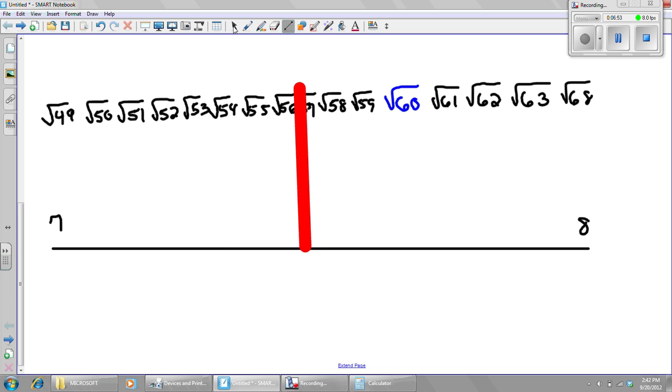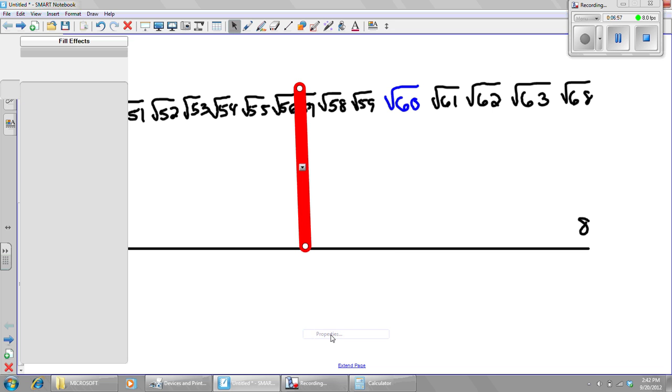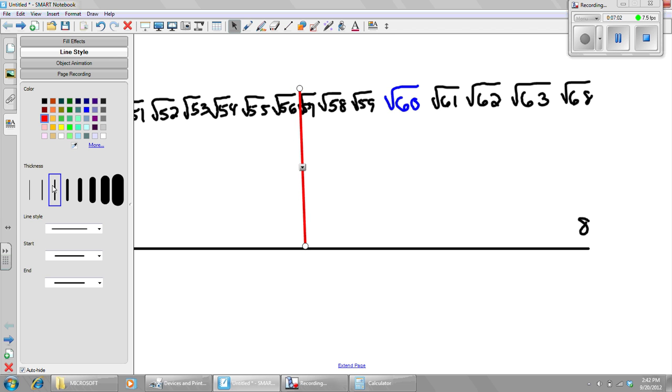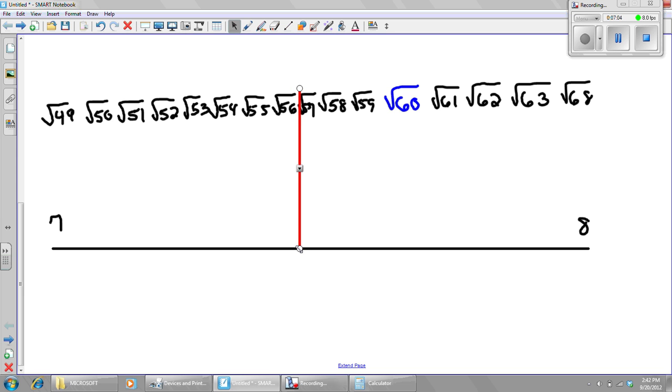Oh, that's kind of a thick line. Let me make that a little thinner. I love my smartboard, by the way. Did I mention that? Line style. There we go. That way it's not taking up so much room.